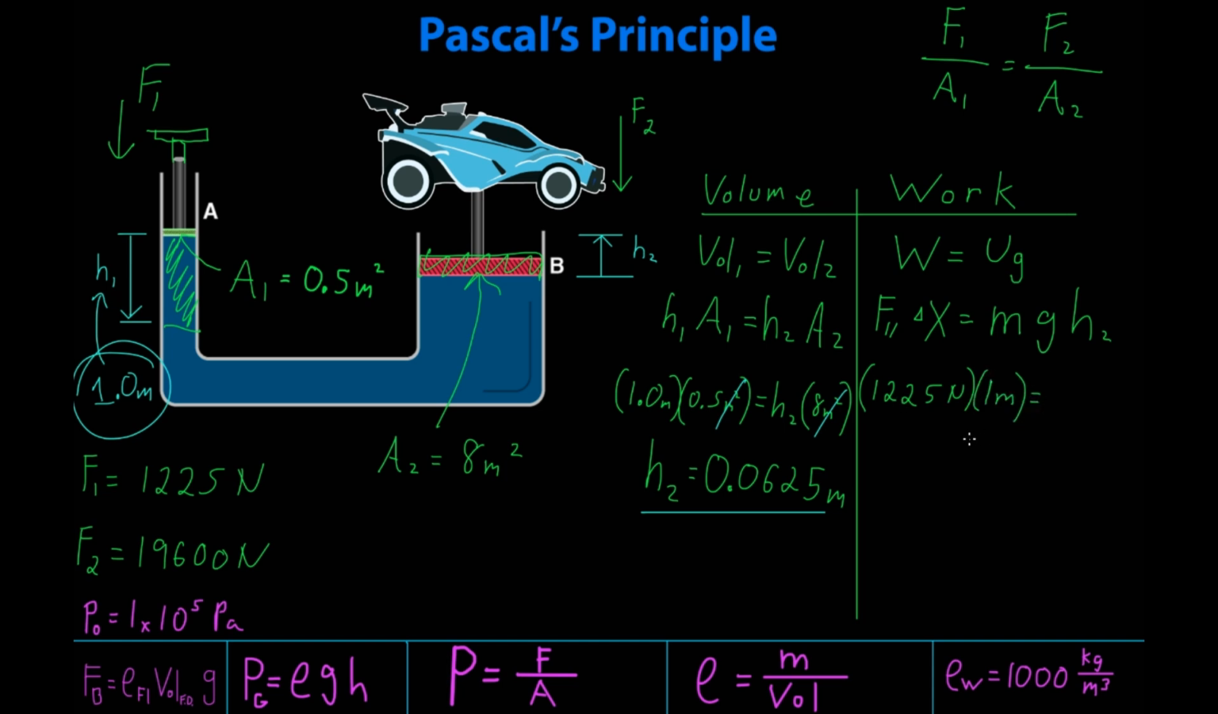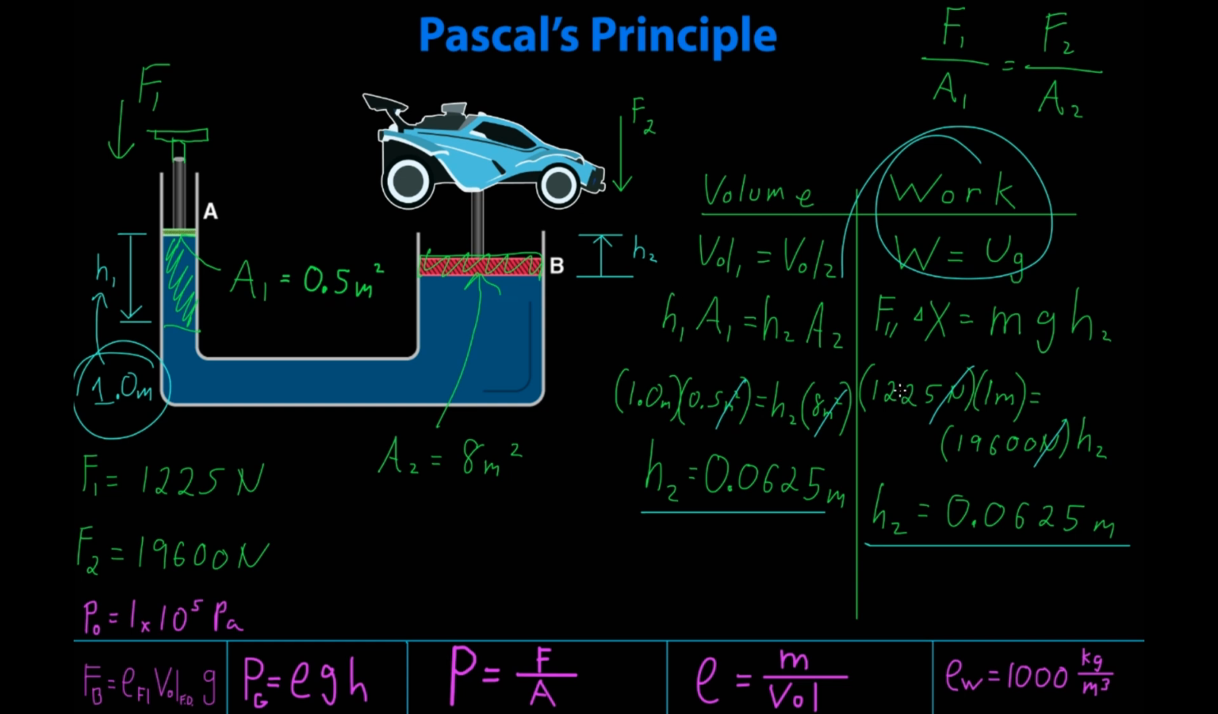We said you push it 1 meter. Now mg is the weight of the car, which we have right here, 19600 newtons times height 2. I divide out the weight of the car, newtons cancel, and again, I get a height 2 of 0.0625 meters. So I can find how high the car is lifted based on the volume displaced or how much energy was transferred. Because on this side, the fluid is conserved. You don't lose any, you don't gain any. And on this side, energy is conserved.